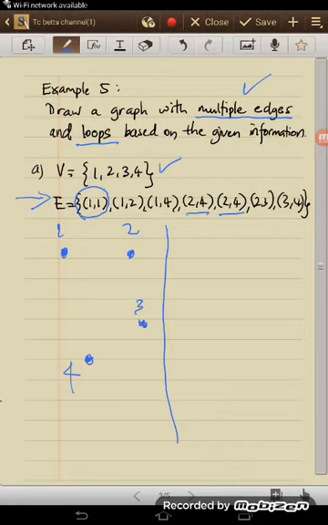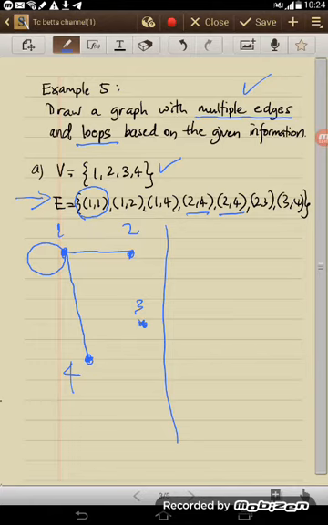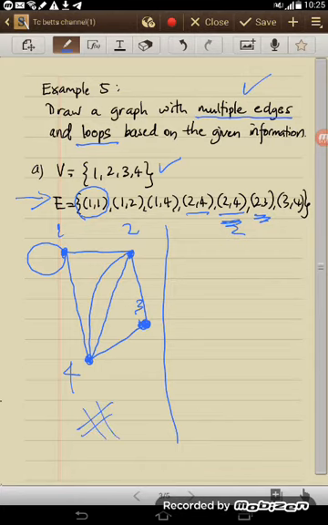Okay, so be careful. 1 1, that means a loop here. 1 2, you connect 1 to 2. 1 4, you connect 1 to 4. And then 2 4, you connect here. And then 2 4 comes out again. So you can put it, these are the multiple edges. Maybe you can put it here. And then 2 3 will be here, and then 3 4 will be here. So you have done the drawing.